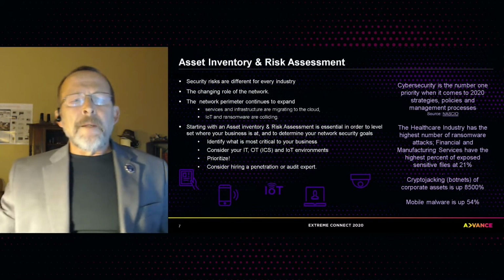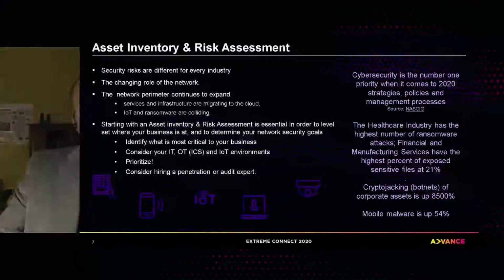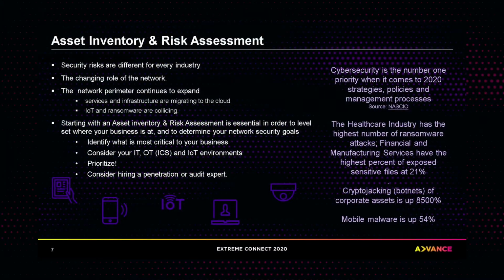The first and biggest one is the asset inventory and a corresponding risk assessment. Now, security risks are different for every industry, as I said earlier, but all of them have basically a critical aspect of the changing role in the network. The network is becoming a very critical asset to most, if not all, organizations. In combination to this, the network perimeter is continuing to expand. Services, infrastructure are migrating to the cloud. That's further creating a blurring of the demarcation.